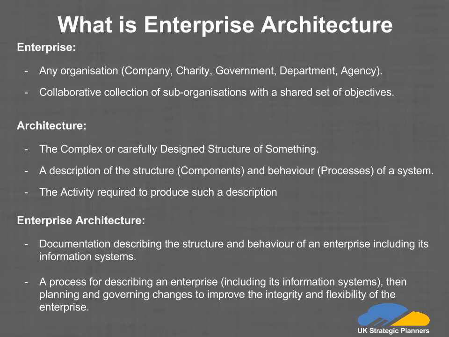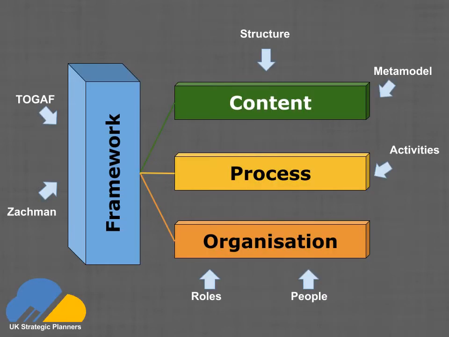So let's talk about enterprise architecture and define that. Well, this is the documentation describing the structure and behaviour of an enterprise, which includes its information systems. How much of it is IT and how much of it is business is something we'll discuss a little bit later, when we go back and review the last 20 years of EA and what's been changing there. Again, the verb here is enterprise architecture is doing the process for describing an enterprise, which includes its information systems, and then planning and governing changes to improve the integrity and flexibility of that enterprise.